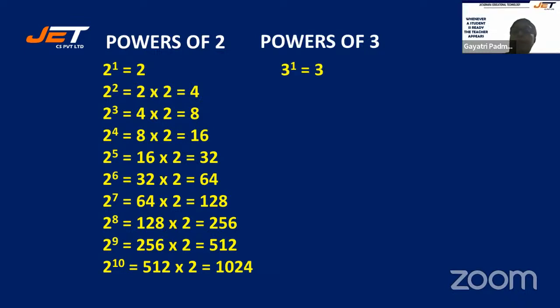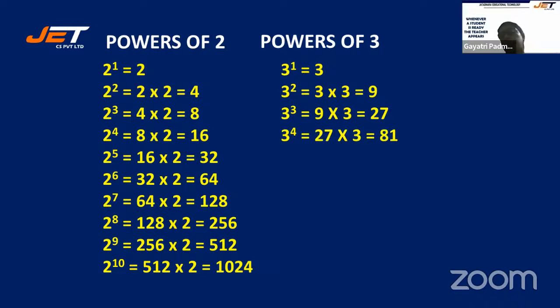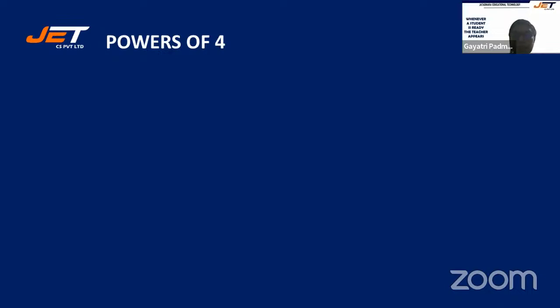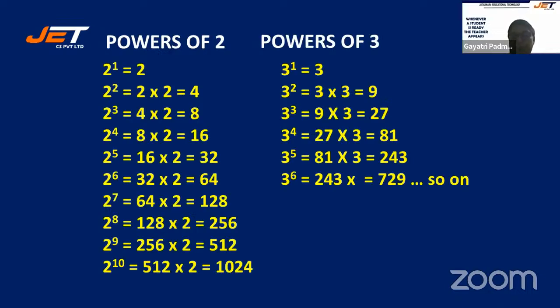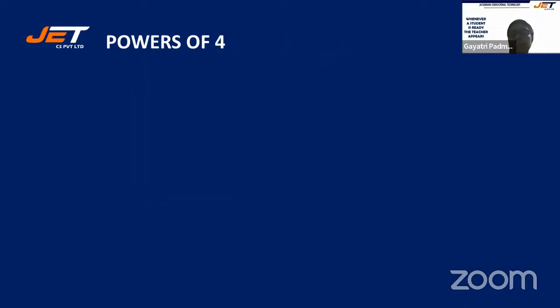And how about the powers of 3? 3 power 1 is 3. 3 square, that is 3 into 3, is 9. 3 cube, 3 into 3 into 3, is 27. 3 power 4, 3 into 3 into 3 into 3, is 81. Likewise, we have so on. Right? 3 power 6 is 243 into 3, which is 729.